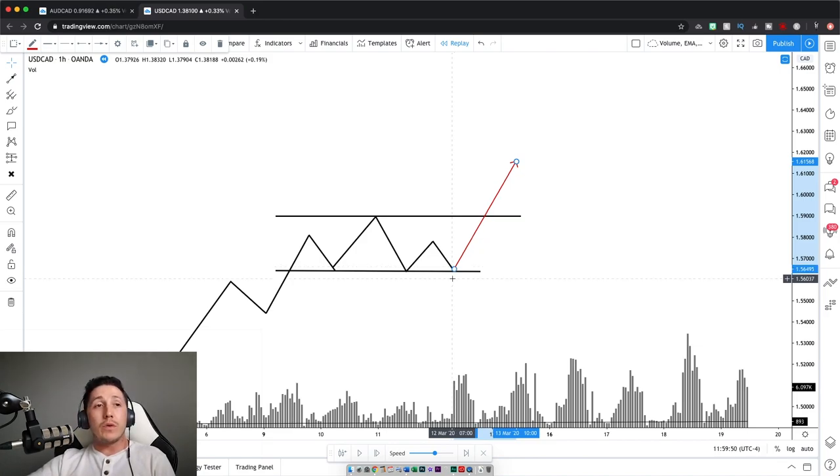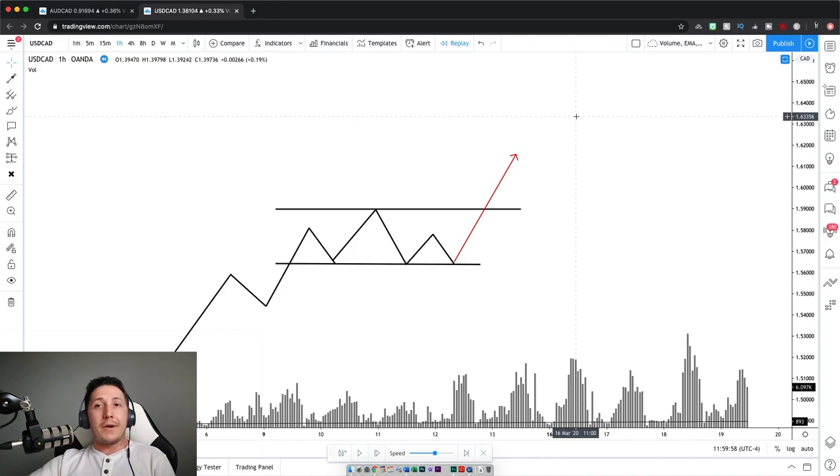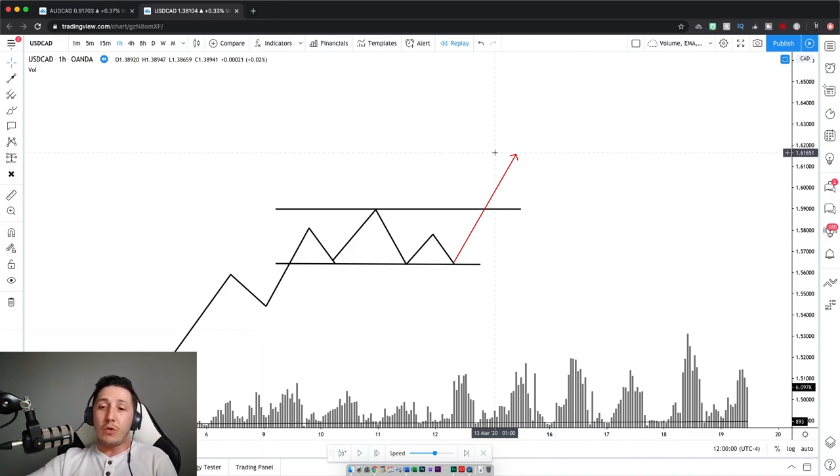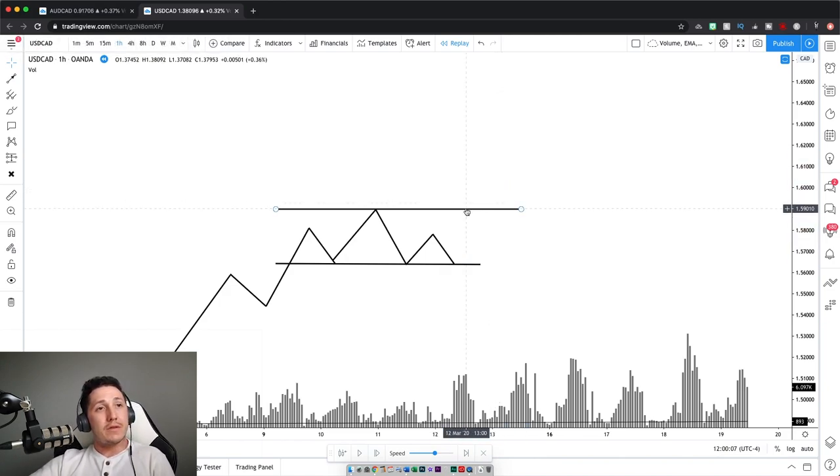You always want to wait for this to break your neckline. This is going to be your neckline right here. You don't want to enter before that. And yeah, so those are little tips and tricks that he noticed. But let's get right into this.